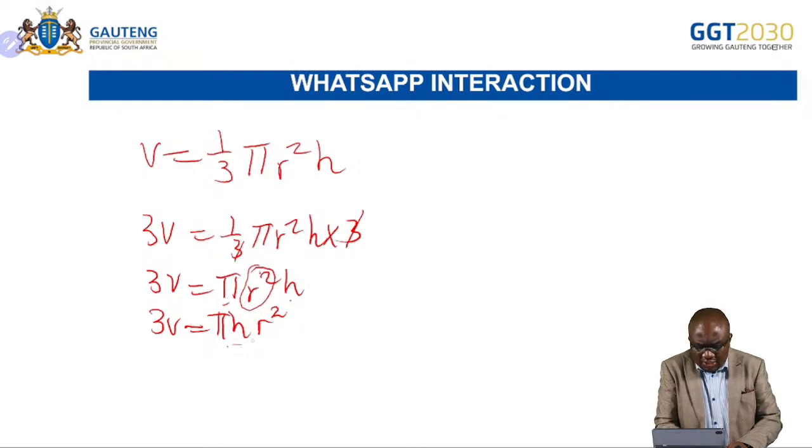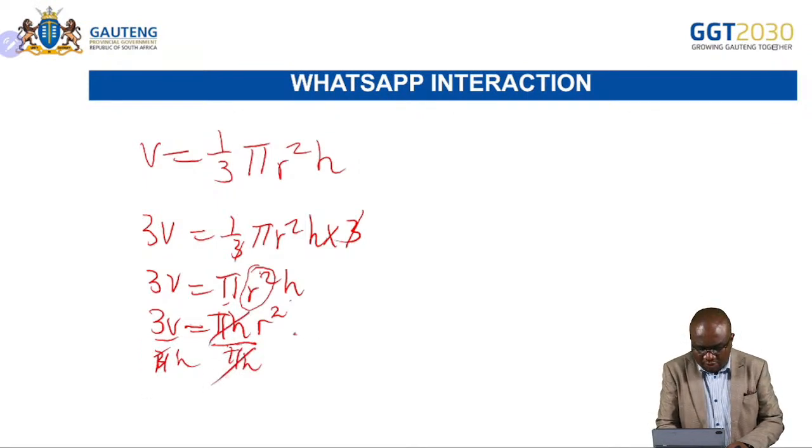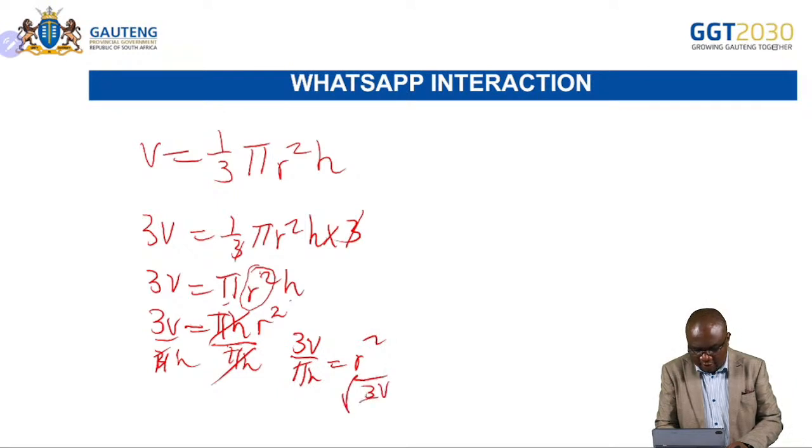And then to get rid of this pi h, we can divide by pi h on both sides. And then pi h and pi h, they cancel each other out. So we remain with 3V over pi h is equal to r squared. Then we square root both sides. Square root of 3V over pi h is equal to r.